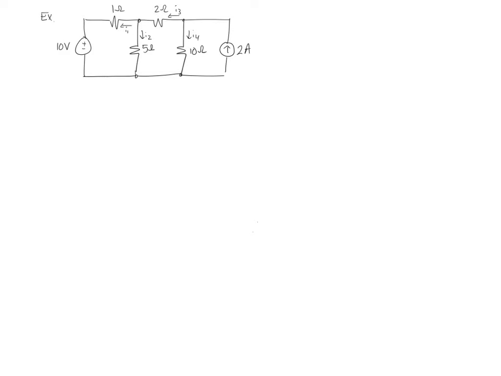So in this problem, based on the last description of meshes, we have 3 meshes. We'll call them mesh A, B, and C. And we are going to analyze the circuit via mesh analysis. The objective of this problem is going to be to determine the currents I1 through I4.